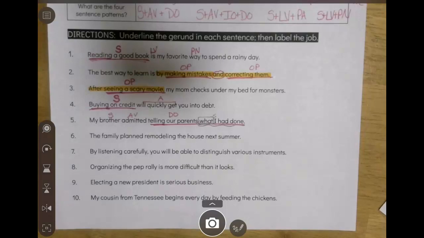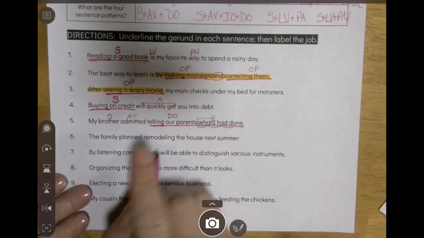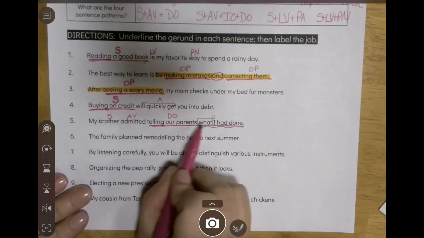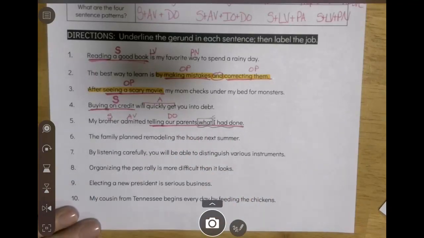But when we think about what makes sense, my brother admitted what? He admitted this whole thing. He just didn't admit telling our parents. It's telling our parents what I had done. So that whole thing acts like the gerund.